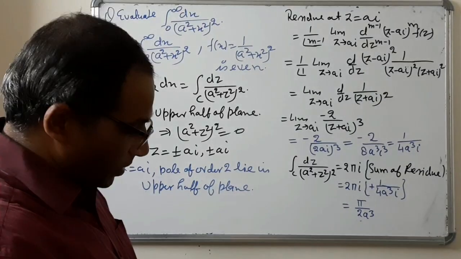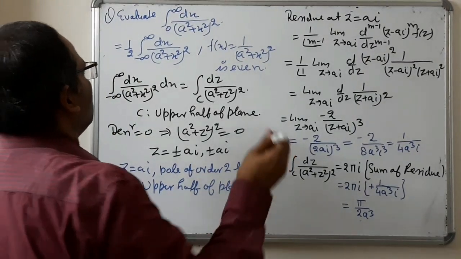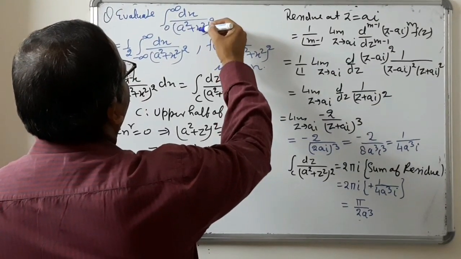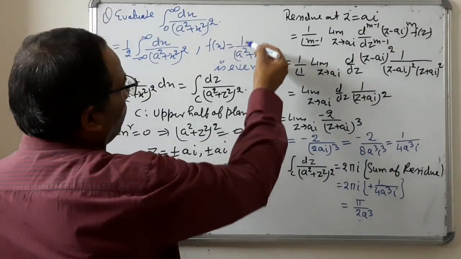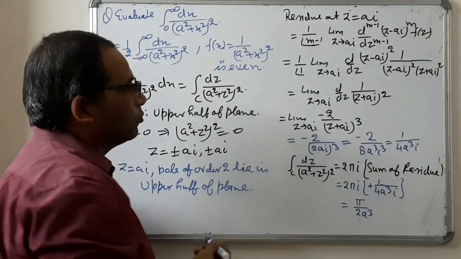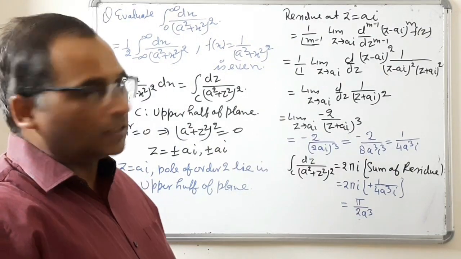Now we take another example. Evaluate the integration from 0 to infinity of dx upon (a square plus x square) whole square. Here f(x) is equal to 1 upon (a square plus x square) whole square. You can see the given function is an even function.